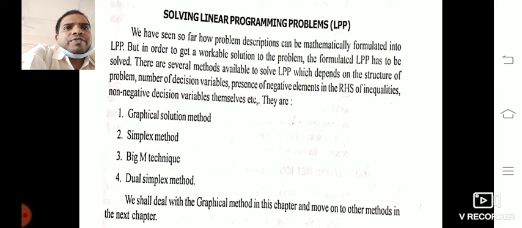The first one is the graphical solution method, second is the simplex method, third is the big M technique, fourth is the dual simplex method. Here in the first module, we are going to discuss only the graphical method, how to find the decision variables or unknown variables using it. And the last 3 methods, simplex, big M and dual simplex, we are going to discuss in the second module.